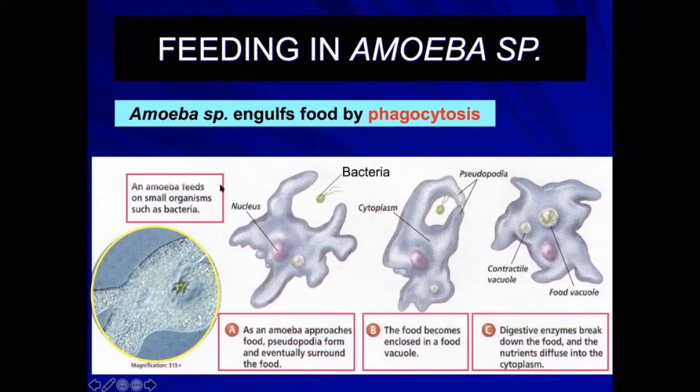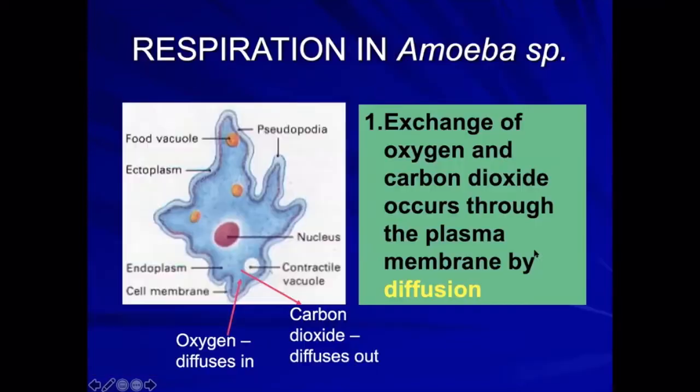Right now we know that amoeba feed on bacteria. So once the pseudopodia is formed and they engulf the bacteria, they will form food vacuole. So here is food vacuole that contains bacteria. What will happen next is that the digestive enzyme will break down the food and the nutrient diffuses into the cytoplasm. So here we have food vacuole. The digestive enzyme will move inside the food vacuole, because we know that in order to get the nutrient from the food, we need to digest using enzyme. So once the bacteria is digested, any nutrient available will diffuse into the cytoplasm. Okay, enough with the feeding.